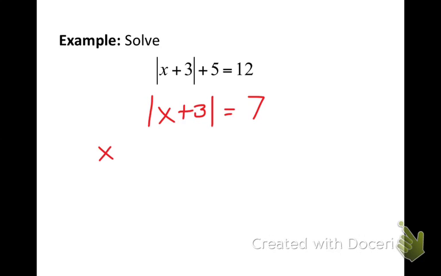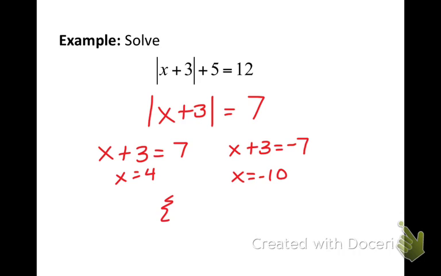So my positive case would be x plus 3 equals 7, which gets us x equals 4. My negative case, x plus 3 equals -7, which gets us -10. So it's the set of -10 and 4.